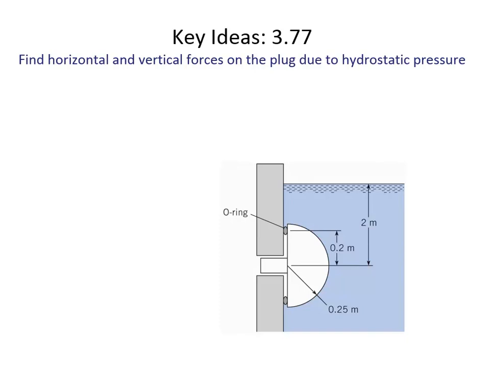And the buoyant forces, I think, is the easier way here. The vertical forces are equal to how much water this plug displaces. And that's why with this O-ring, they've given you that critical dimension there of the O-ring, because you're going to need to find out how much volume of water that plug actually displaces. And the dimension of the O-ring comes into play for that.